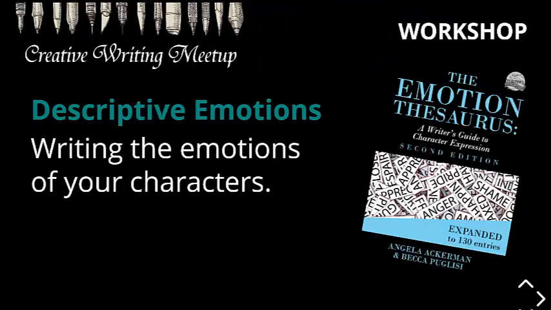In this workshop, we explored some of the amazing things in this book called The Emotion Thesaurus, A Writer's Guide to Character Expression. Now, this is just a quick summary. We're going to highlight a few things in the book to introduce you to how it works, and we had a fantastic discussion on this. It was amazing. We're going to be doing these things again.